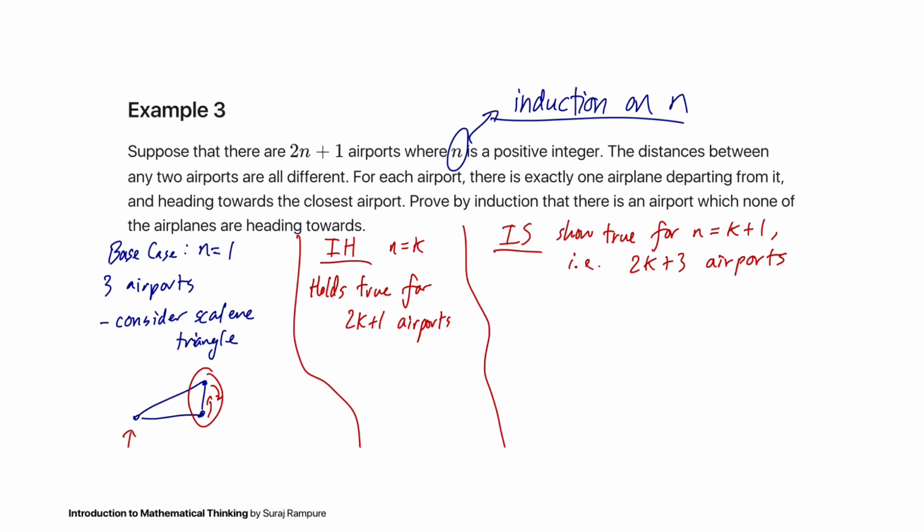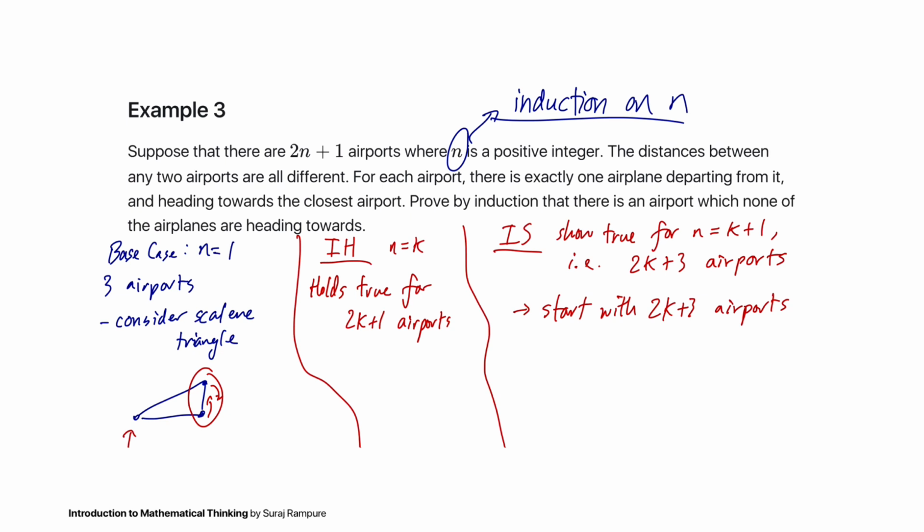Okay, so what we're going to do is start with 2k plus 3 airports. Okay, 2k plus 3, not 2k plus 1. But we're not going to assume that it's true. Okay, think about that for a second. Why does that work? Right? So we're going to start with the collection of 2k plus 3 airports. We don't know that the statement holds for 2k plus 3 yet, because that's what we're trying to show. But given our collection of 2k plus 3 airports, what do we know?